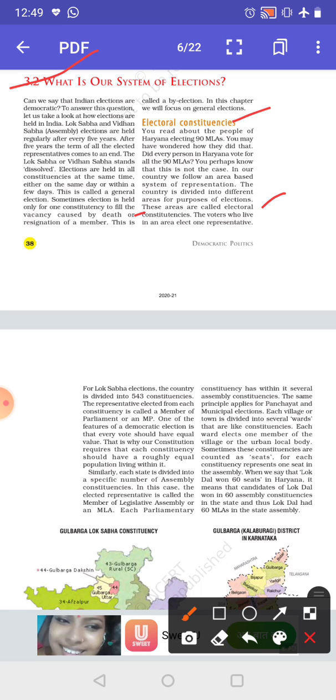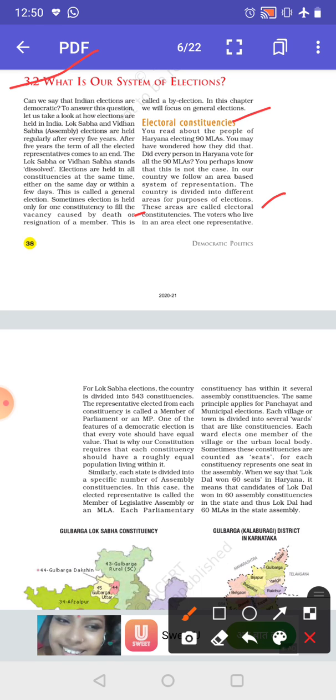Now for the Lok Sabha elections, our country is divided into 543 electoral constituencies. It means 543 different areas. The representative elected from each constituency is known as the Member of Parliament or MP. One feature that we have already studied about democratic elections is that every vote should have equal value, and that is why our constitution requires that each constituency should have roughly equal population living within it.